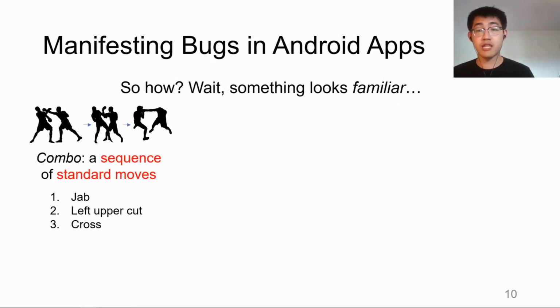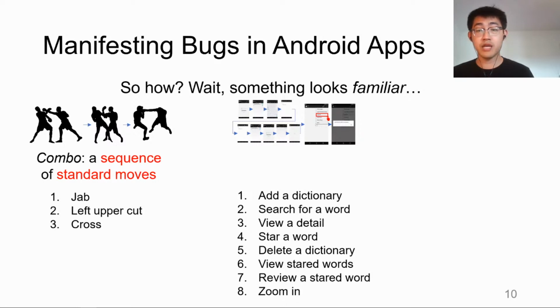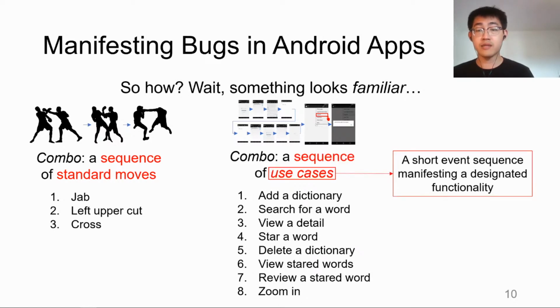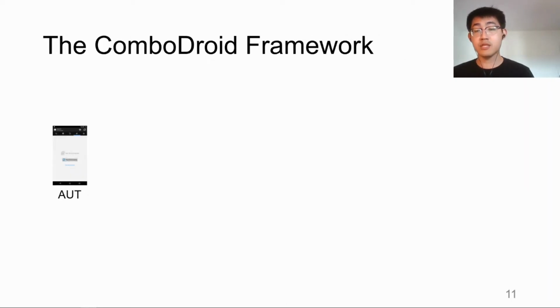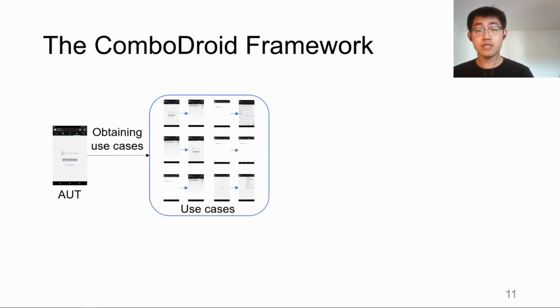So how can we generate such long and meaningful test inputs in a scalable fashion? In a boxing match, the boxers often conduct a combo of moves to attack weak points. A long and meaningful test input can also be decomposed into moves represented by the functionalities they exercise. Therefore, such a test input can also be regarded as a combo, a sequence of use cases that manifest designated functionalities of the app. Conversely, we can utilize use case combination to generate long and meaningful test inputs, which we call combos. This is the ComboDroid framework we propose. Given an app under test, we first obtain various use cases.